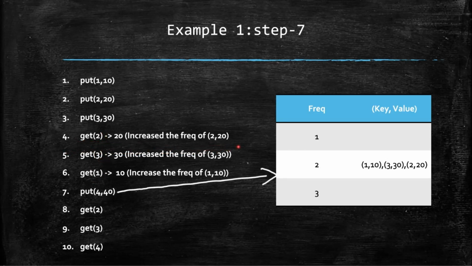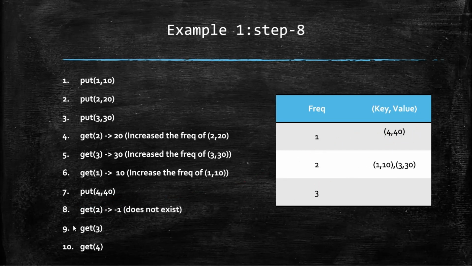So least recently used was 2. So I will remove 2 here and insert this 4 value with a frequency of 1, as it has just occurred in my data structure, right?